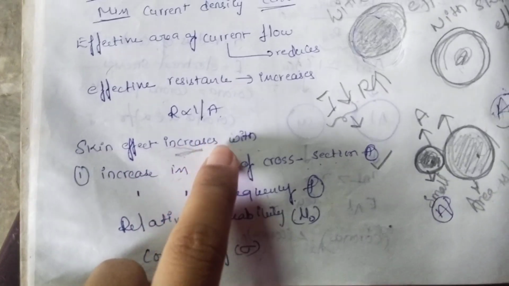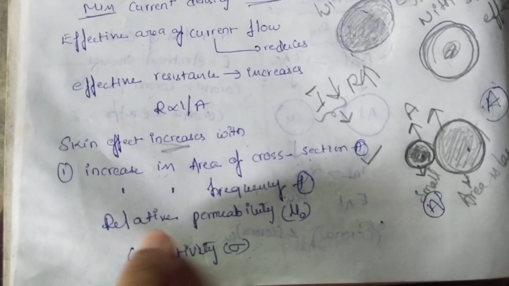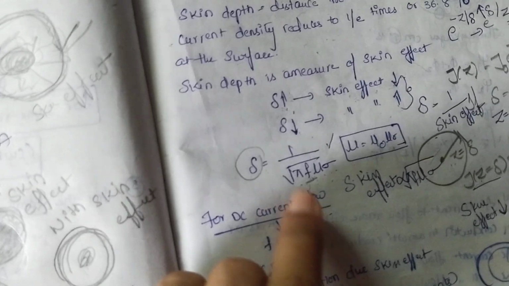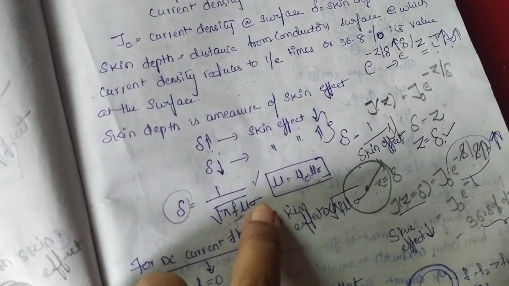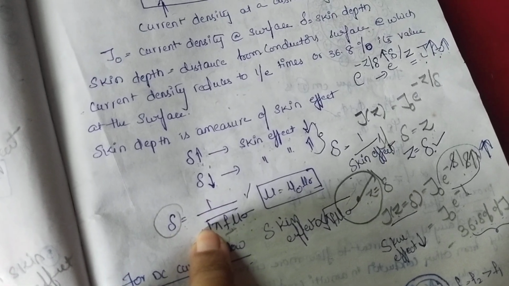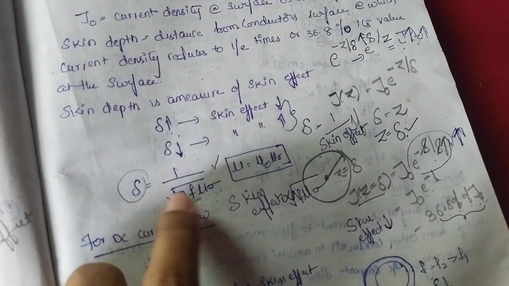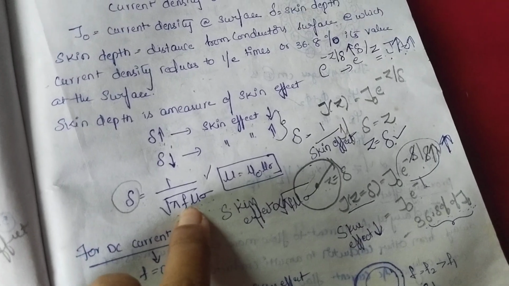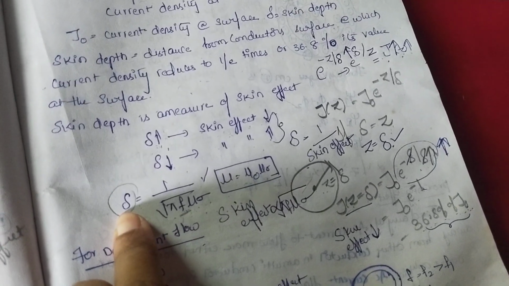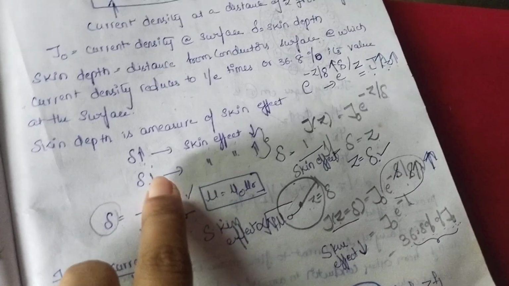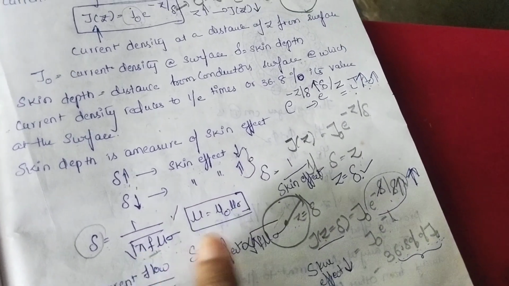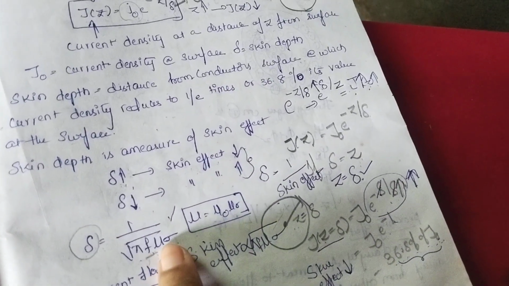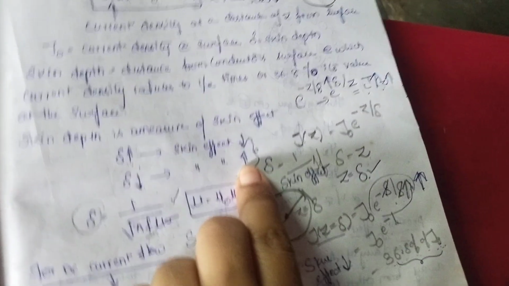Now, we have already discussed that skin effect increases with frequency, relative permeability, and conductivity. I will discuss how. Delta is inversely proportional to root of pi F mu sigma. However, pi is constant, no need to discuss it. Delta is inversely proportional to frequency. So, if frequency increases, delta decreases. If delta decreases, skin effect increases. So F mu sigma and skin effect are directly proportional to each other.